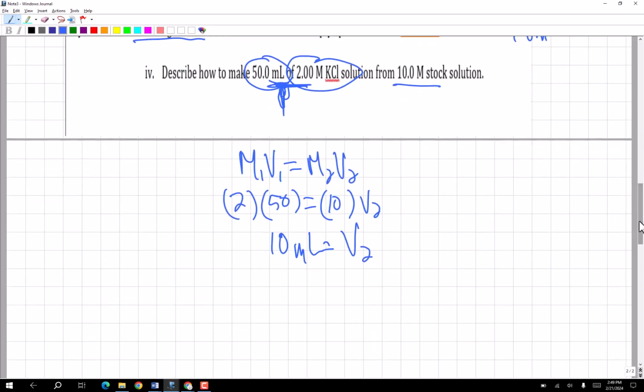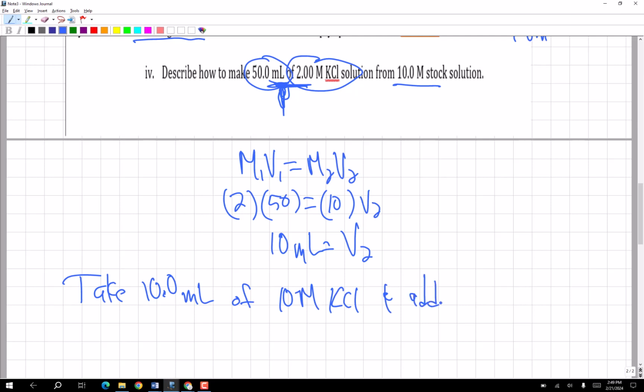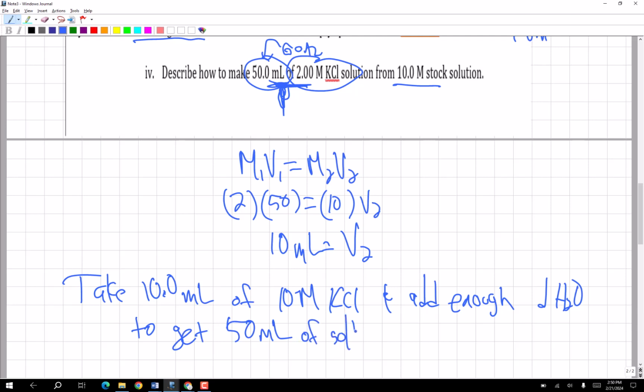Take 10 milliliters of 10 molar KCl and add enough water. Remember how our goal is this part right here, to get 50 milliliters of solution. And that's it.